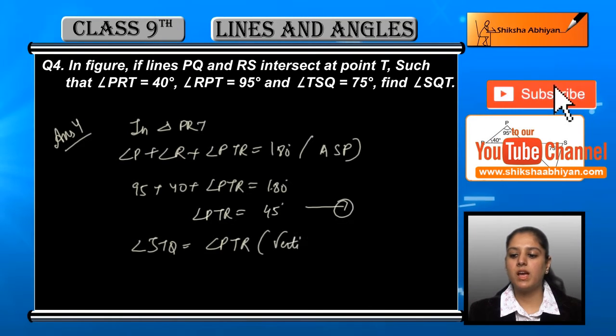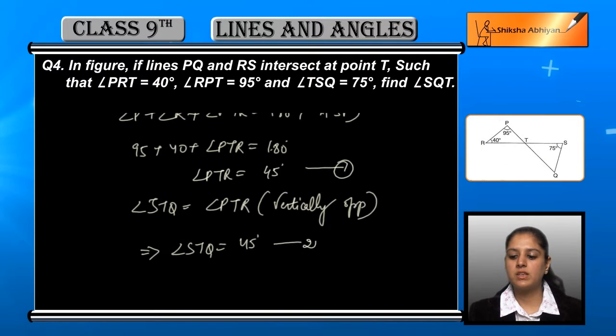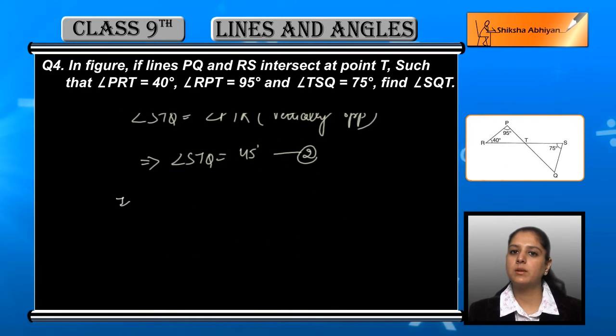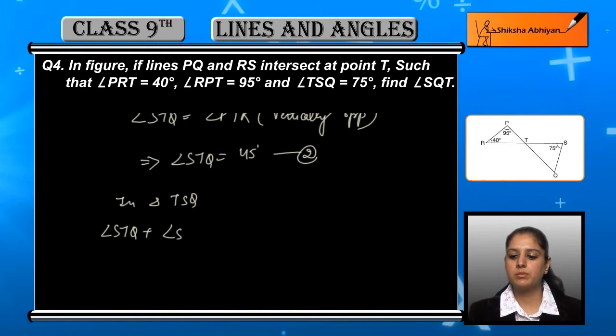Now we have angle STQ equal to angle PTR, क्योंकि ये दोनों vertically opposite angles हैं. So अगर PTR 45 डिग्री है, so STQ भी 45 डिग्री होगा. So we can say that angle STQ is equal to angle PTR, which is ultimately equal to 45 degree. This is equation number 2.